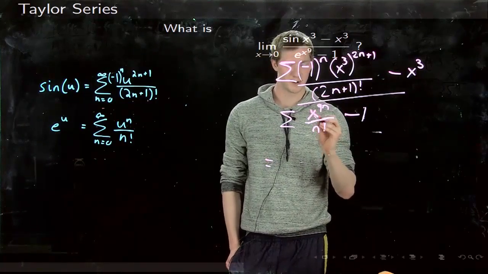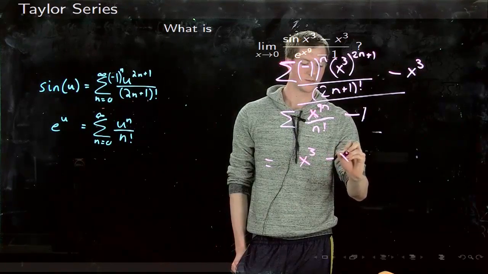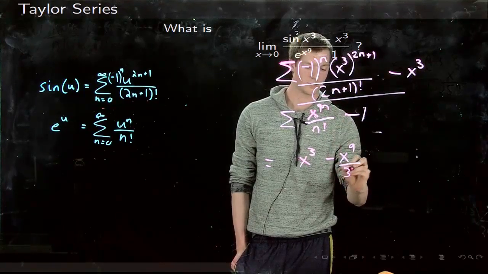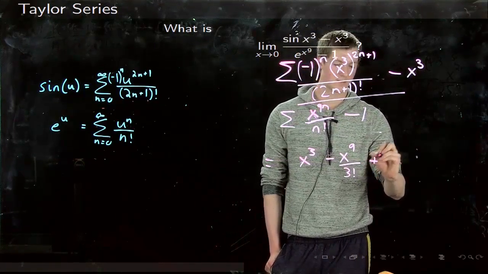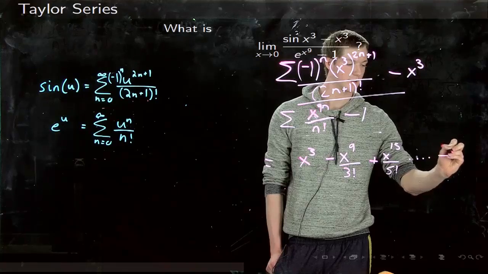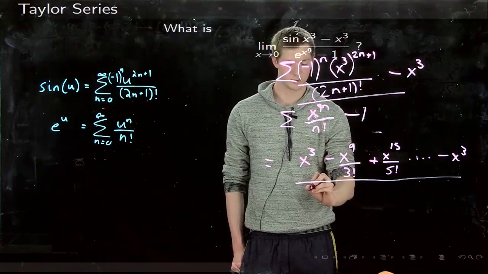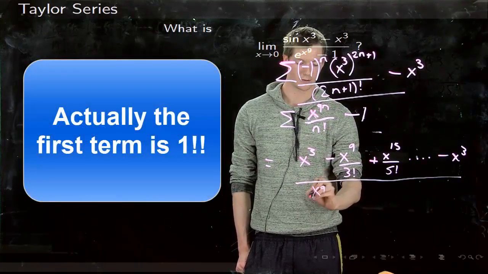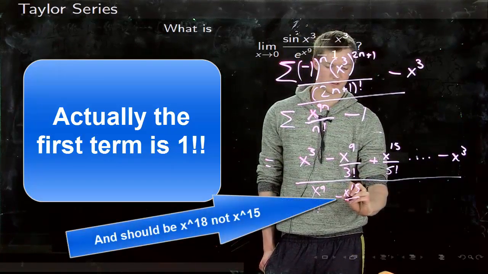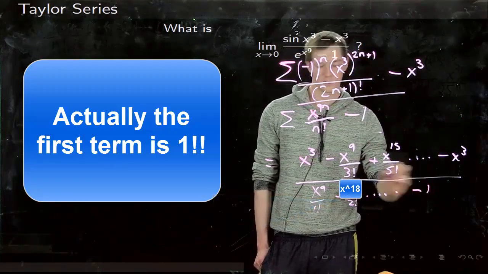So then we factor out the expression to get the first term as x cubed. The second term is going to be minus x to the 9 over 3 factorial. Next term is going to be plus x to the 15 over 5 factorial, and so on, minus x cubed. And that is all over the first term of this expression, which is just going to be x to the 9 over 1 factorial plus x to the 15 over 2 factorial, and so on. It's minus 1. The first term's 1.